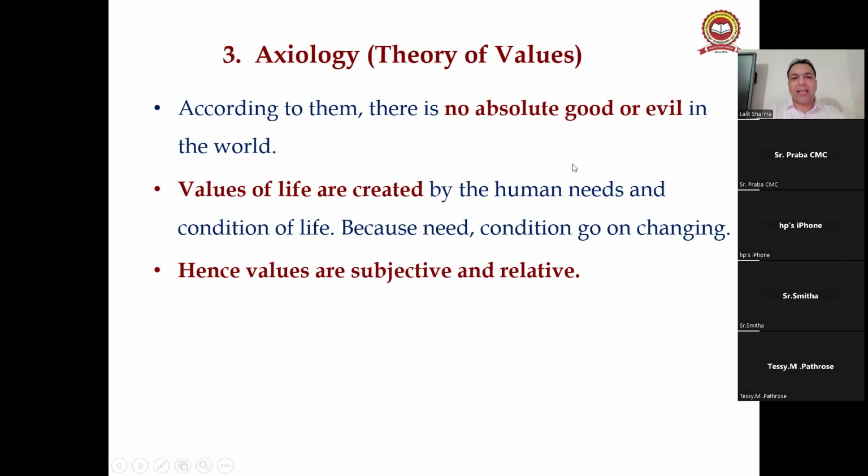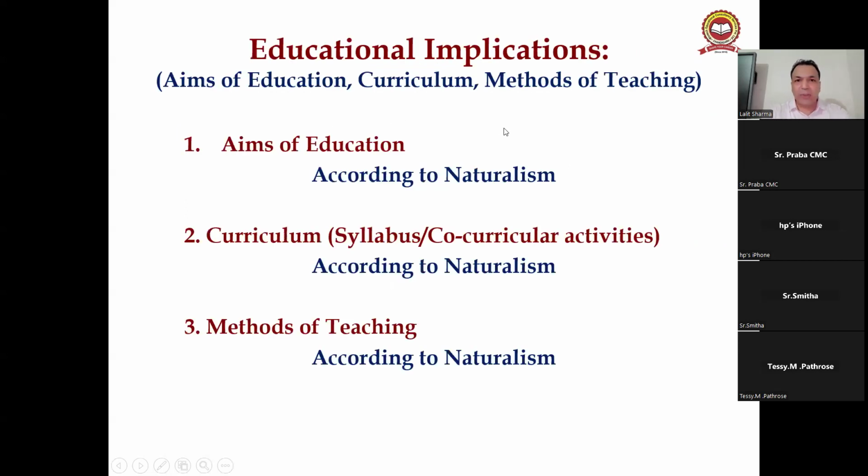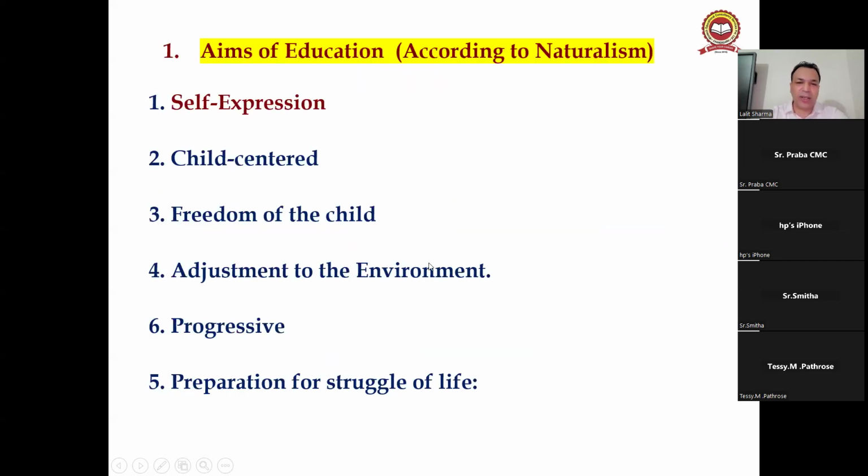That is finished. The last part will be educational implications: aims of education, curriculum and method of teaching according to naturalism. According to naturalism, the first aim of education is self-expression. This thing you have to develop. We develop the students: now go to the stage and give the lecture. This is self-expression.